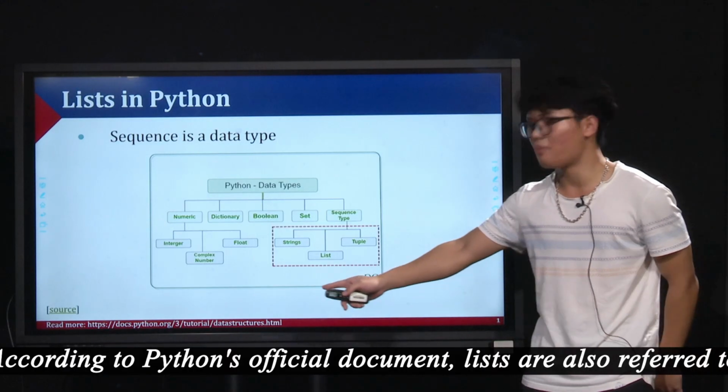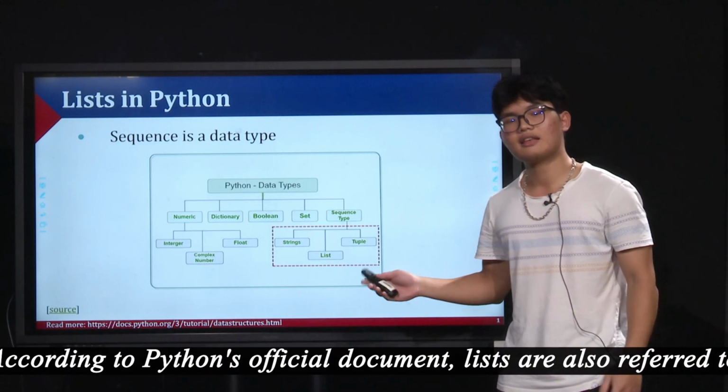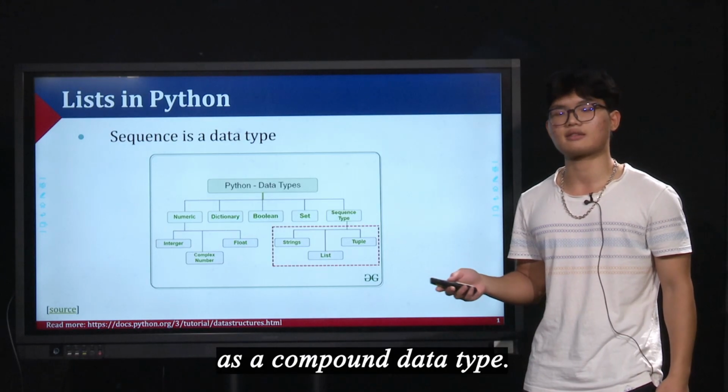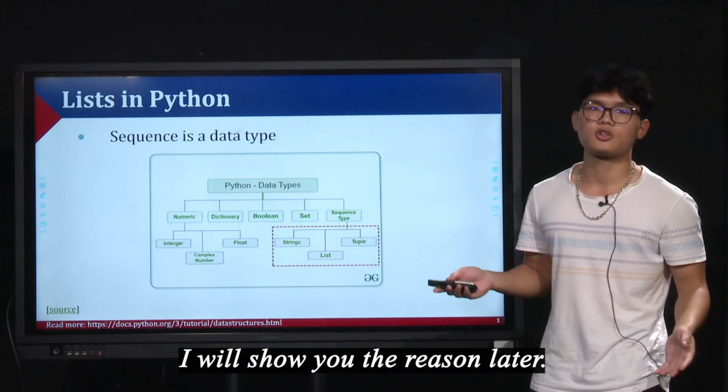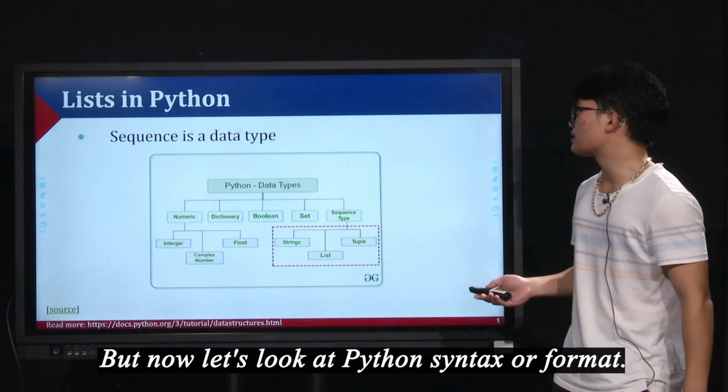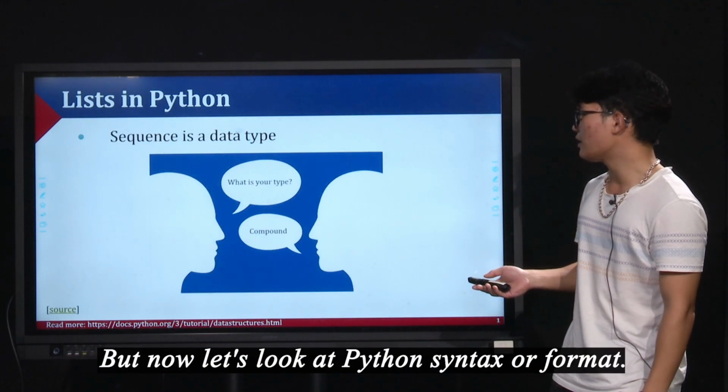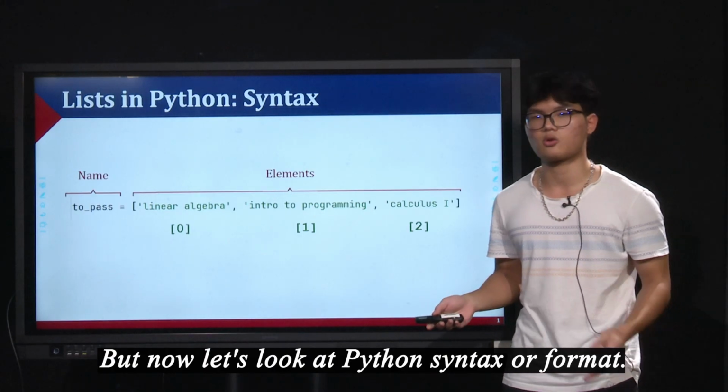And according to Python's official documentation, lists are also referred to as a compound data type. What is a compound data type? I will show you the reason later. But now let's look at Python syntax or format.